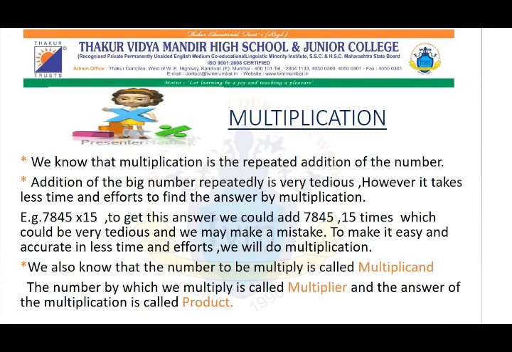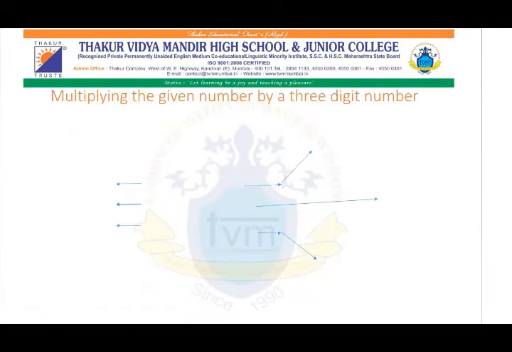To make it easy and accurate in less time and effort, we will do multiplication instead of adding repeatedly, correct? And we also know that the number to be multiplied is called the multiplicand. The number by which we multiply is called the multiplier, and the answer of the multiplication is called the product. Now today we are going to learn about the multiplication of a 4-digit number with a 3-digit number.